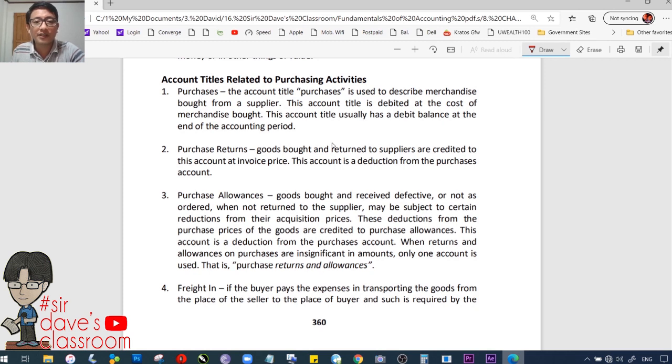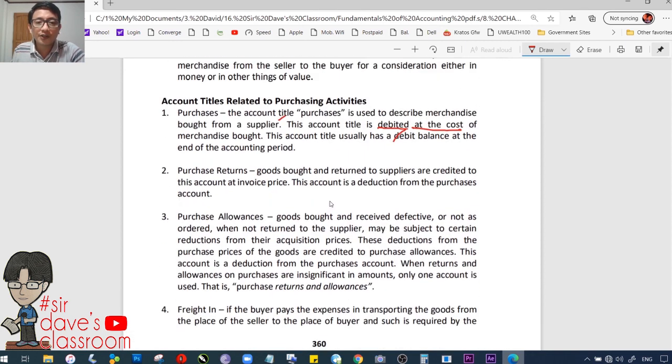Number 1, purchases. The account title purchases is used to describe merchandise bought from a supplier. So not unlike sa ating service business, kung ano yung pinurchase mo, usually yun din yung dinidebit mo. But here, if and when you purchase merchandise, the debit goes to the purchases account title. Okay? This account title is debited at the cost of merchandise bought. This account title usually has a debit balance at the end of the accounting period.